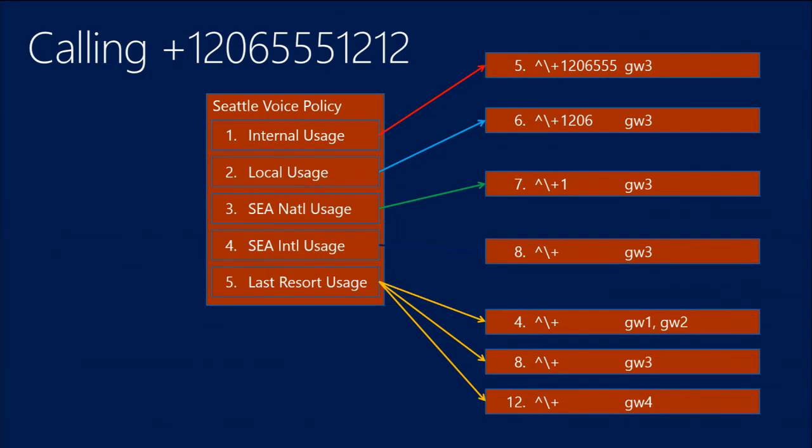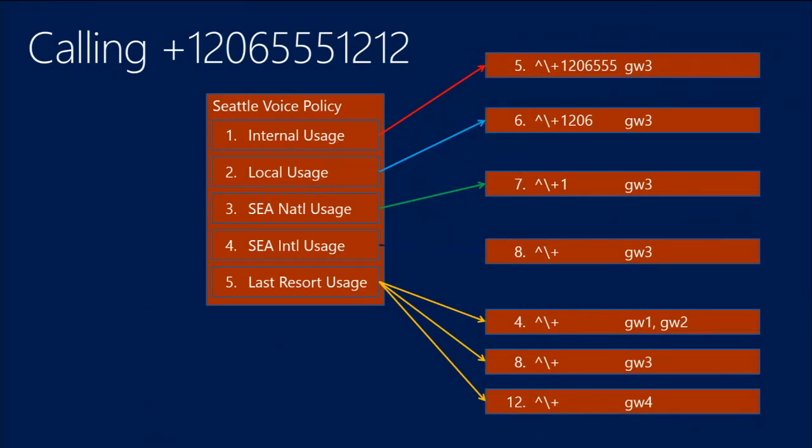A lot of people look at that and go, oh, well, it's going to pick that because it's the longest match. No, it's going to pick it because it's the first one in the first usage, right? If this +1, 206, 555 was way down here under last resort usage, we wouldn't pick it because it's my last resort usage, right? I didn't get down to that yet. So we're figuring out what patterns match, and now we order them based on the usage. I'm going to hit this guy.